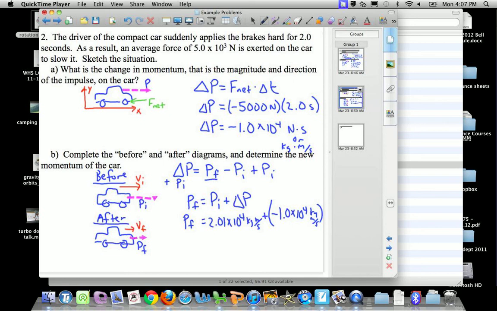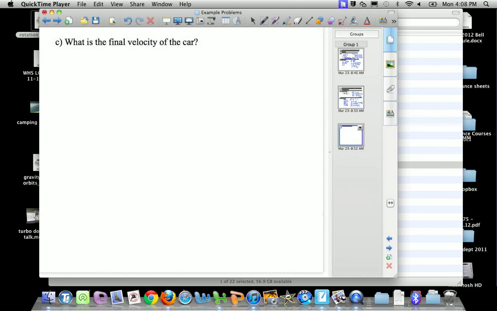That leaves us with a final momentum after the brakes are applied of 10,100 kilogram meters per second, or 1.01 times 10 to the 4th in scientific notation. So basically the car has now approximately half the momentum that it had at the beginning by applying the brakes. Now, part C asks us to find the final velocity of the car.